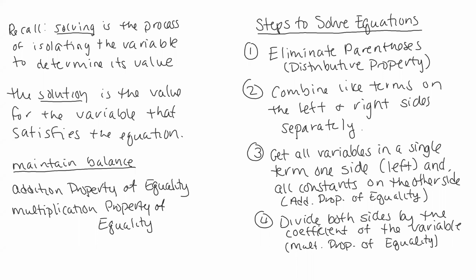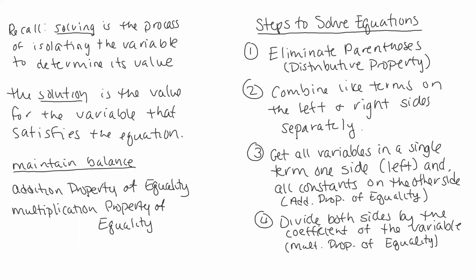Now, during this entire solving process, we must maintain balance. And we have two properties that we learned in the last video that allow us to maintain balance. They are the addition property of equality, which basically says you can add or subtract on both sides of the equation. And then we also have the multiplication property of equality, which says you can multiply or divide on both sides of the equation. We then looked at the steps to solve an equation. The first step is to eliminate parentheses, use the distributive property. The second step is to combine like terms on the left and the right sides separately.